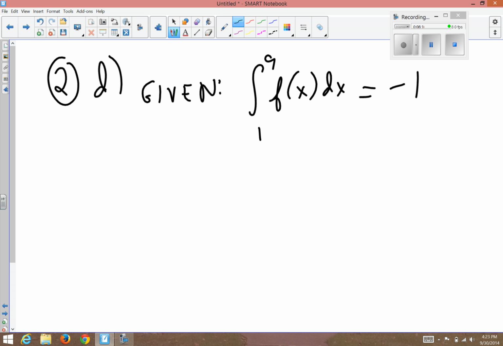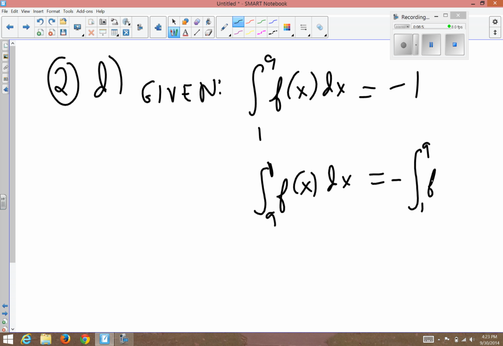One of the integral properties on your list there says if we have the same exact integral, except switch these, put the 1 from down there to up there, and move the 9 from up to down there, that has the effect of multiplying by negative 1. So in other words, this is equal to the negative of the integral from 1 to 9 of f of x dx. You'll see this property. It's actually the first property on the list.